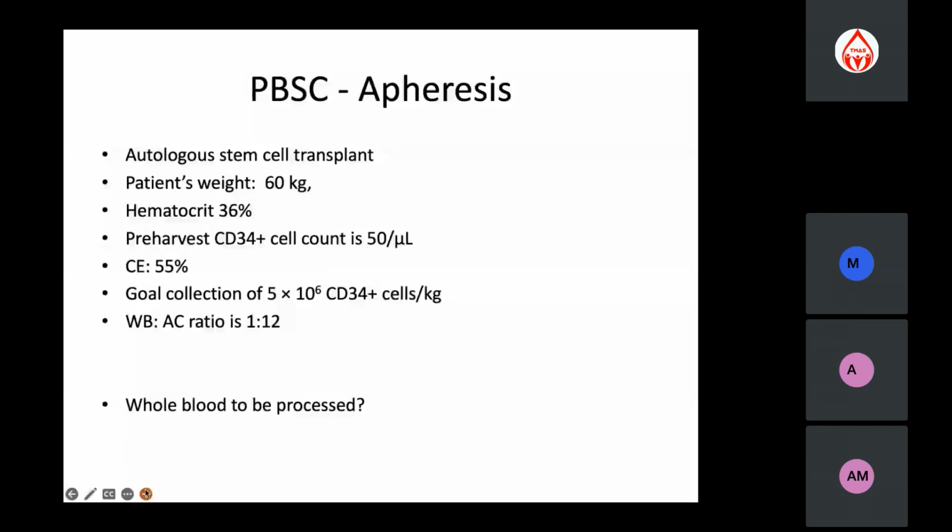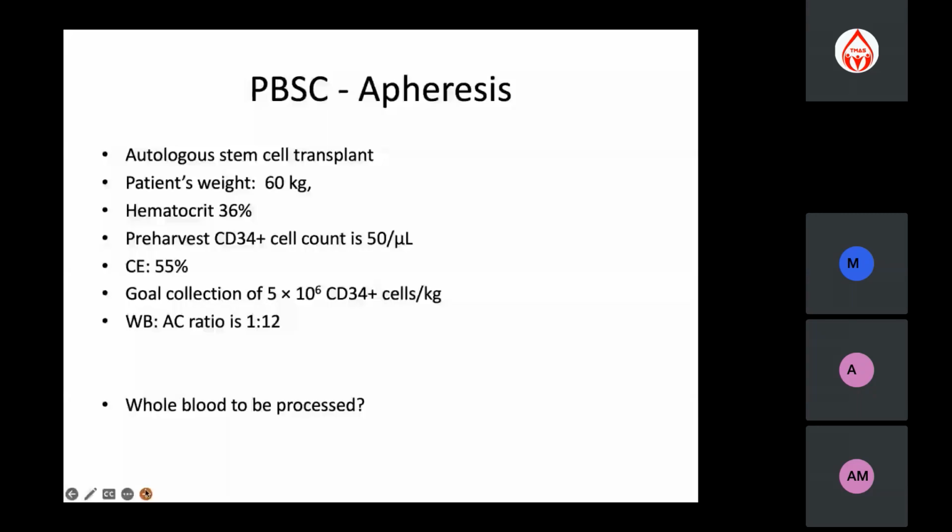So coming back to apheresis, it's another scenario. The patient is planned for an autologous stem cell transplantation. The patient's body weight is 60 kilograms. The patient's hematocrit is 36%. The peripheral blood CD34 count before collection was 50 cells per microliter, and we require a minimum of 20 cells per microliter for initiating apheresis. So in this case, it is 50 cells. So the mobilization was adequate. The collection efficiency of the apheresis procedure for that particular equipment was 55%.